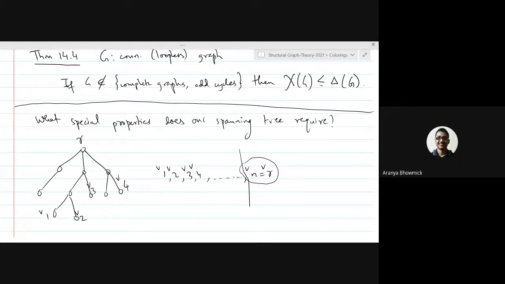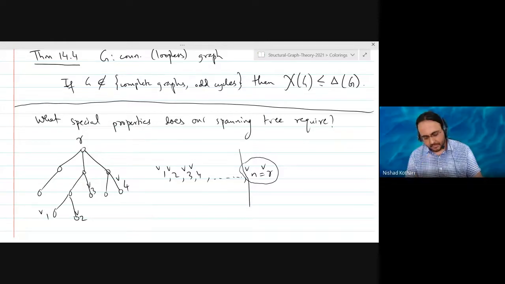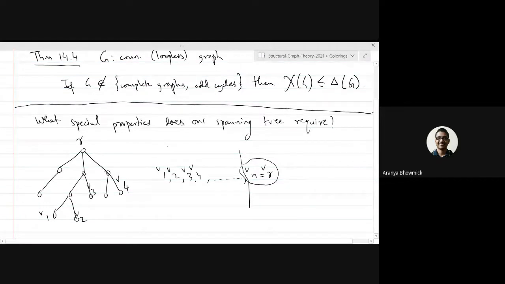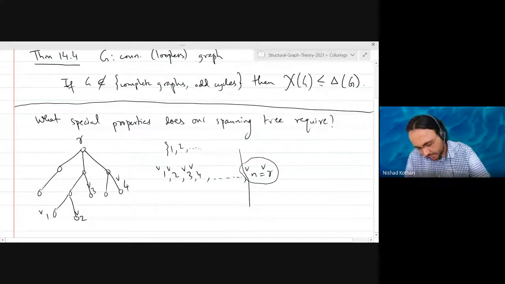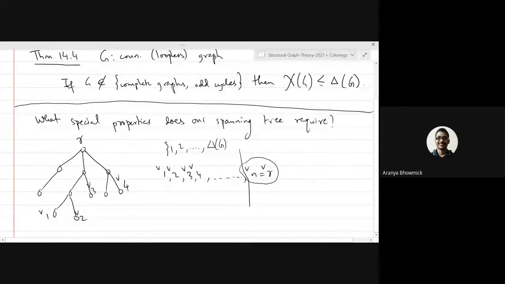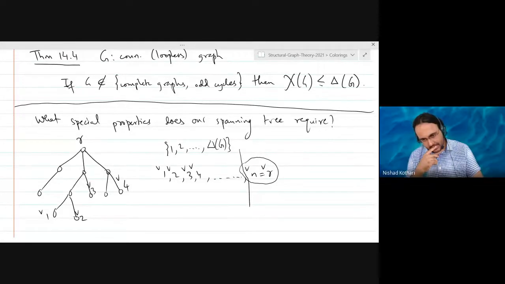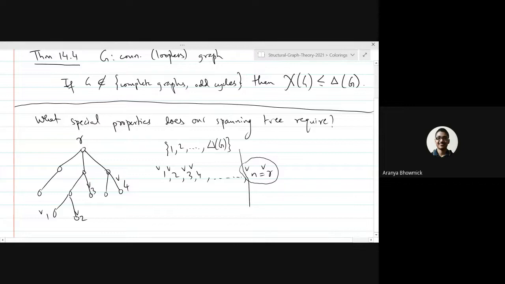Sir, I have one question regarding this. Each of the vertices from V1 to Vn minus 1 are getting colors from 1 to delta. That's right. The problem may arise in the case of only the last vertex, which is Vn. That's right. Exactly. So Vn may get the delta plus 1th color. And the only case where Vn must get the delta plus 1th color is that the degree of Vn is exactly delta, and all the delta neighbors of Vn are colored differently.